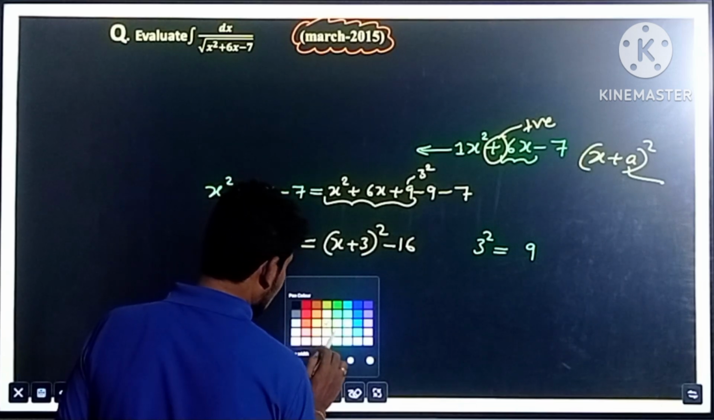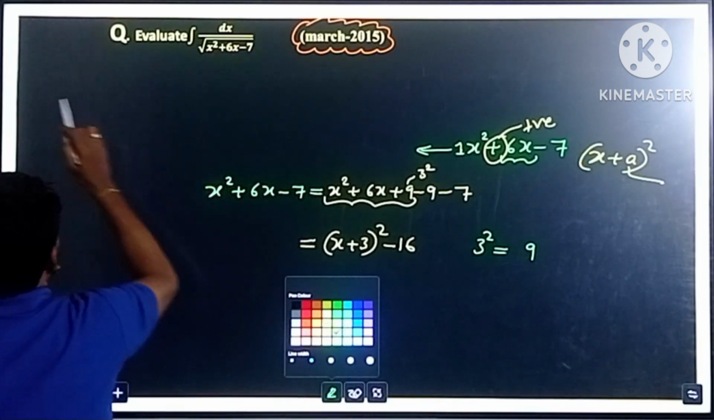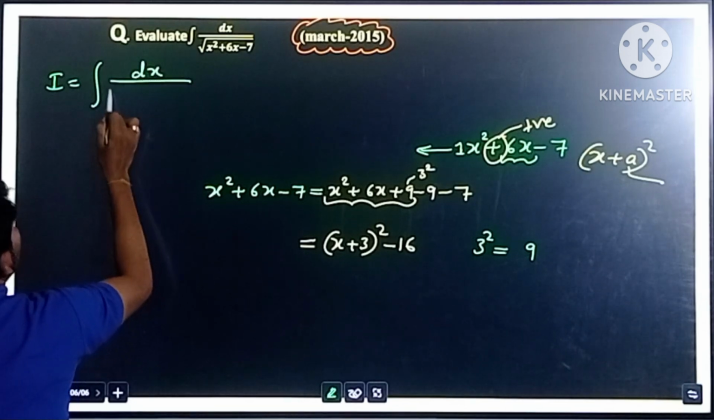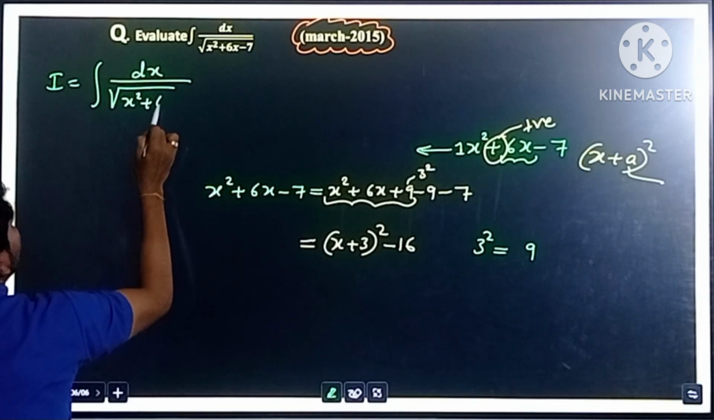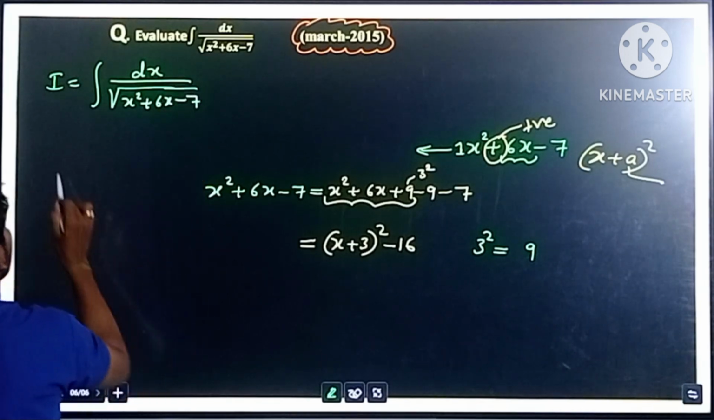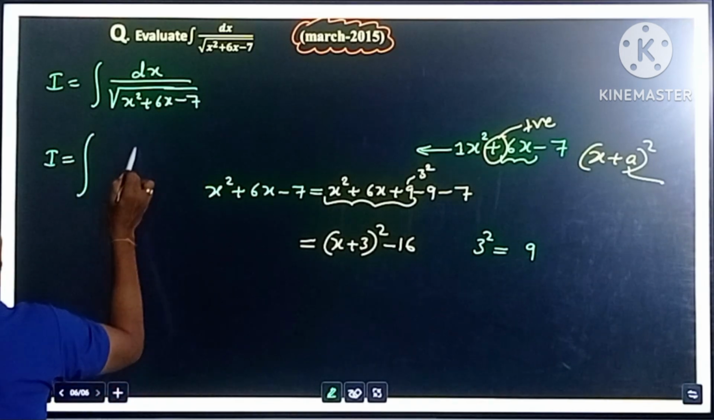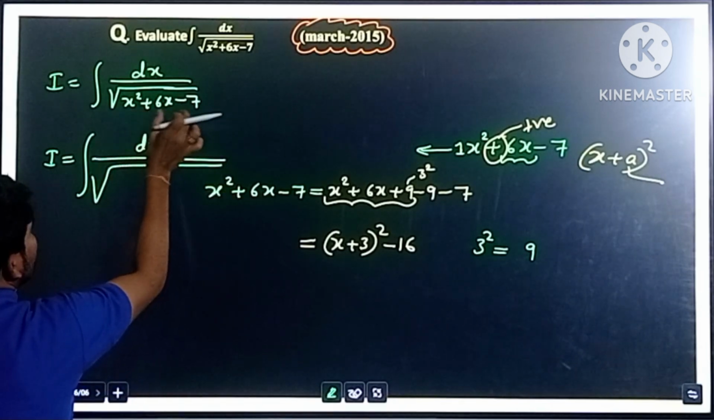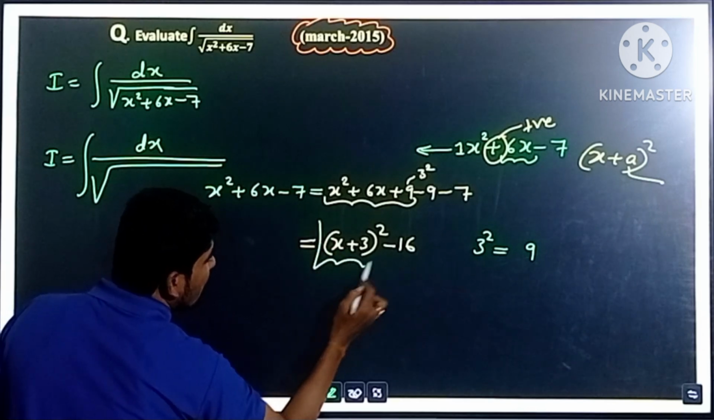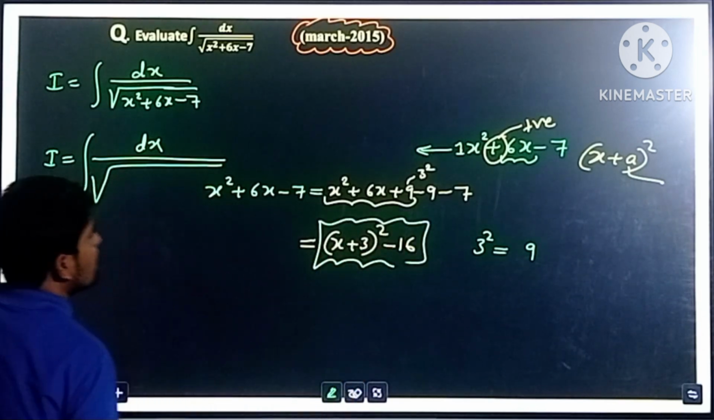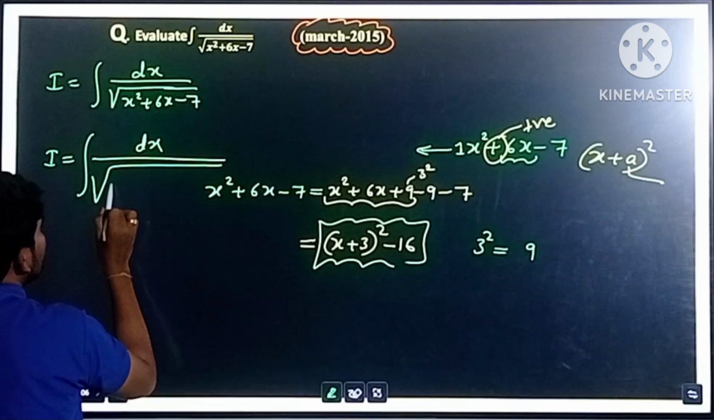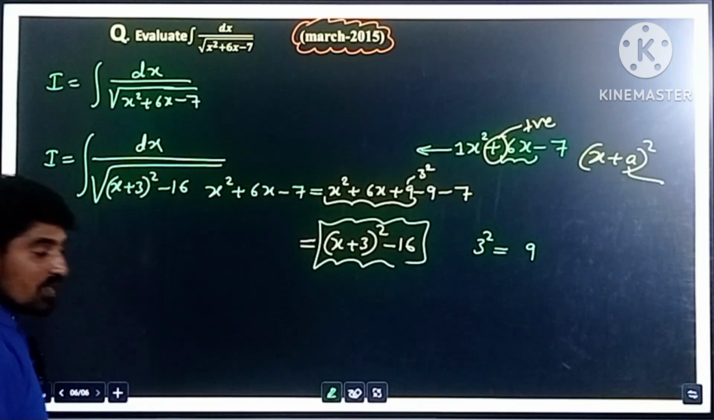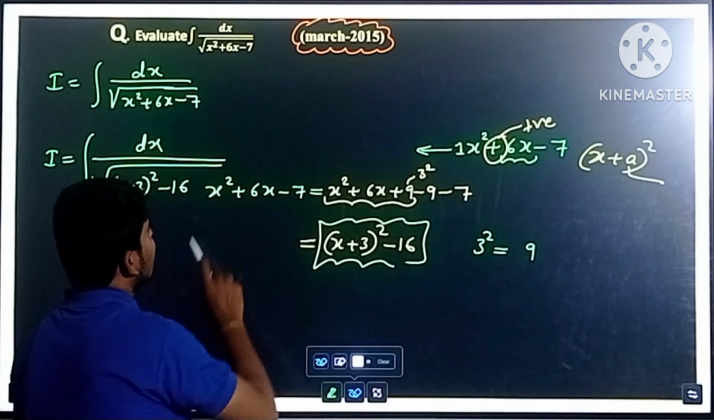So therefore by using this, the given integral, let us consider this is equal to I, and I is equal to what? Integration of dx divided by square root of x square plus 6x minus 7 can be expressed as I equals integration of dx divided by square root of, see here, x square plus 6x minus 7 is equal to what? X plus 3 whole square minus 16. So in place of this, we may write it as x plus 3 whole square minus 16. I hope all of you are understanding. Now see here, what next?